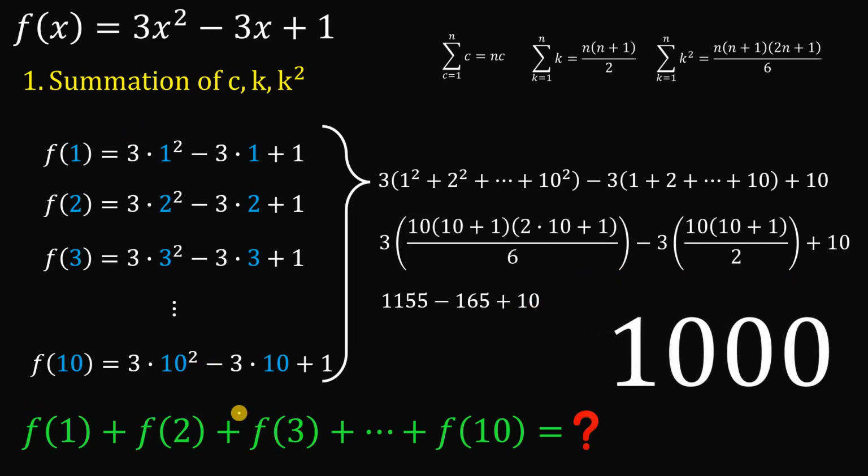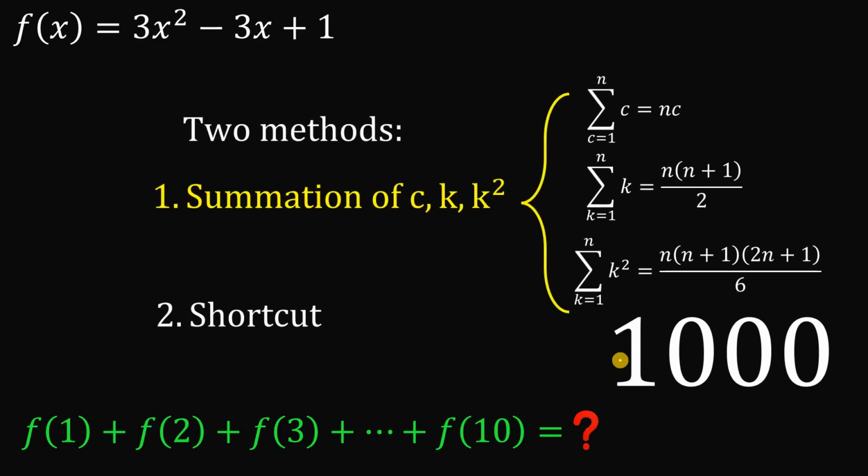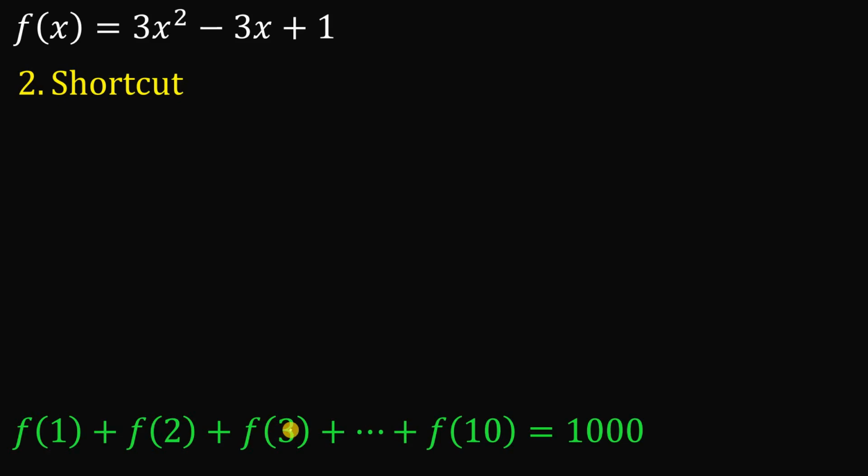So, the value of f of 1 plus f of 2 plus f of 3 plus all the way down to f of 10 is simply equal to 1,000. And this is the answer to this question. So, using method 1, we get the answer 1,000. And now, let's have the shortcut. So, we know the value of f of 1 plus f of 2 plus f of 3 plus all the way down to f of 10 is simply equal to 1,000. And this 1,000 technically is 10 cubed.